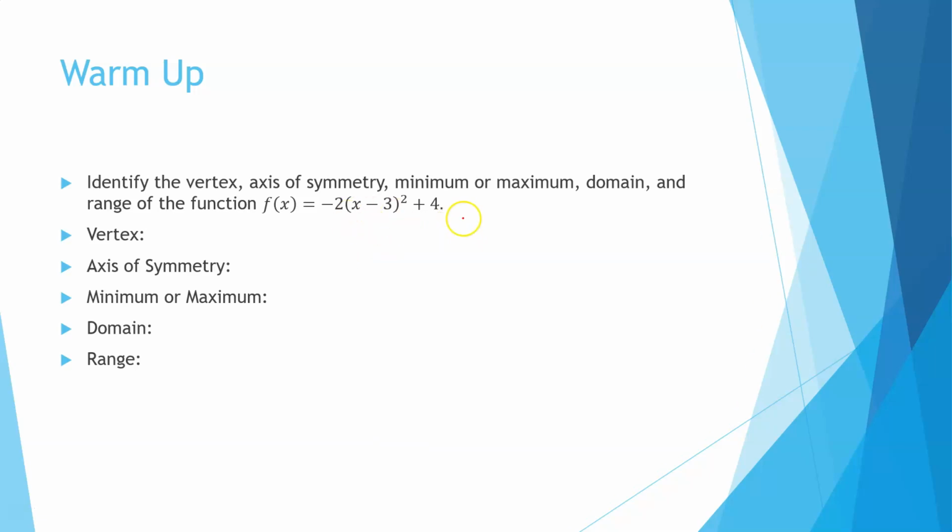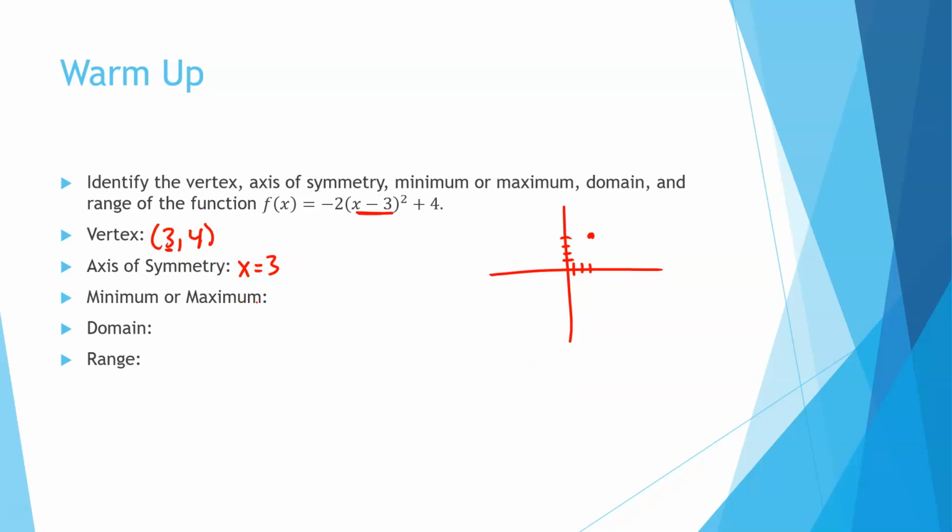So hopefully you were able to see that the vertex of this would be (3, 4), because the x minus 3 shifts the graph 3 to the right, and the plus 4 shifts it 4 up. So I'd plot a point at 3 to the right and 4 up. Which means that the axis of symmetry is going to be x equals 3.